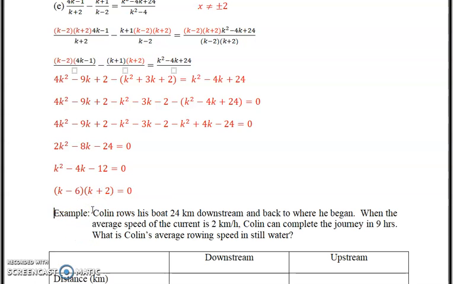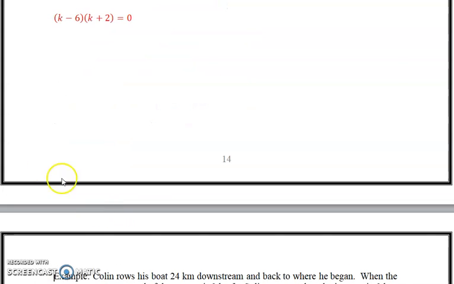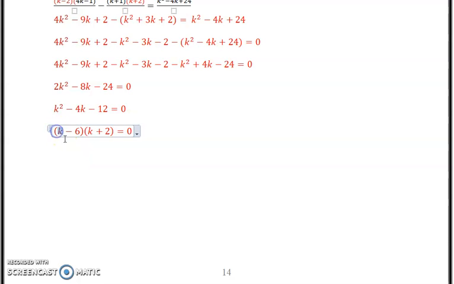oh, that's our YouTube link from the last video. So it's going to be k equal to 6 and k equal to -2.